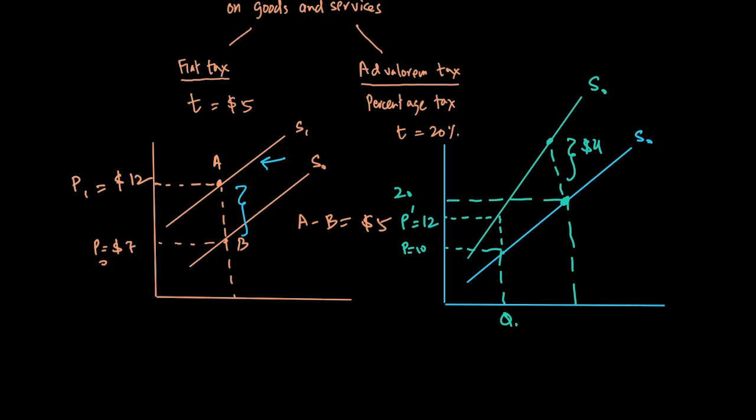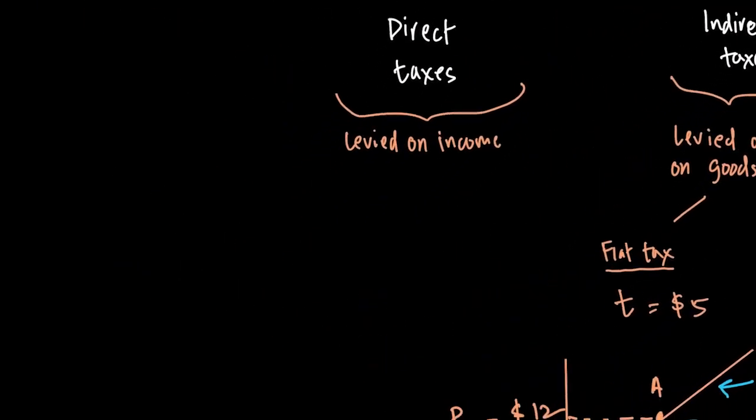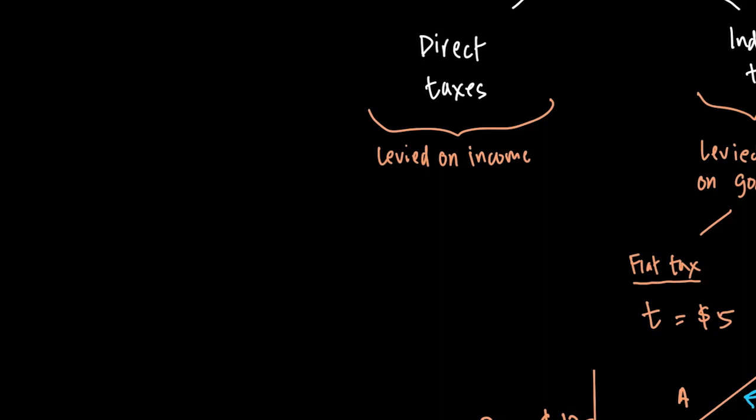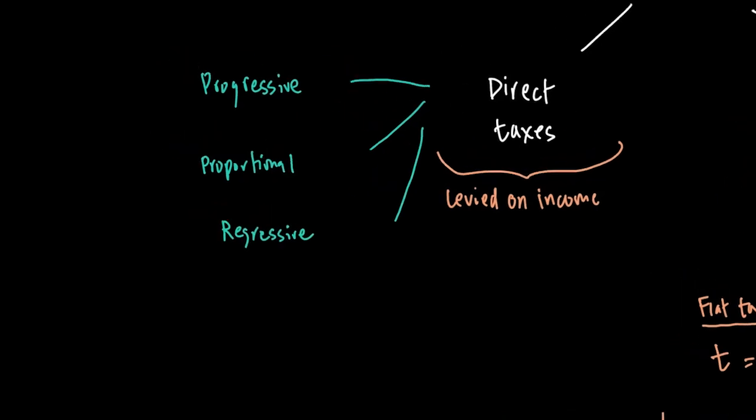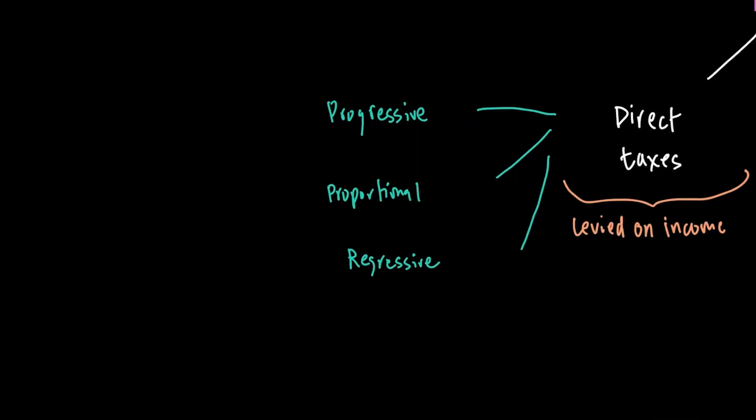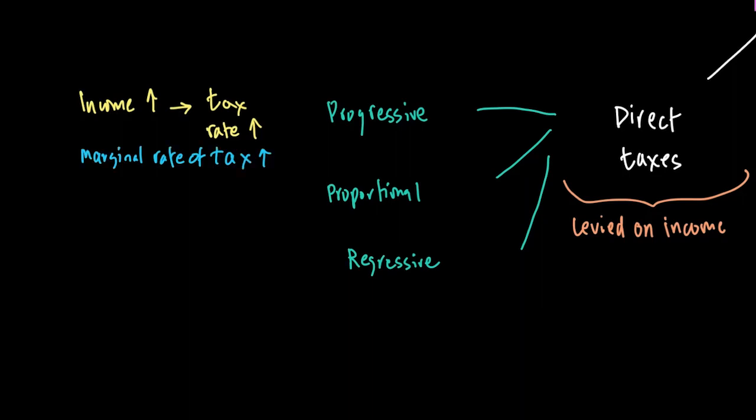But let's go back to our direct taxes, because when we look at direct taxes, there is another category that we need to look at. Direct taxes can be progressive, proportional, or regressive in nature. In the case of a progressive tax, as people's incomes rise, a higher proportion of the increase is taken in tax. In this case, the marginal rate of tax increases. The marginal, or extra, rate of tax will go up. In other words, as the income goes up, the tax rate also goes up.